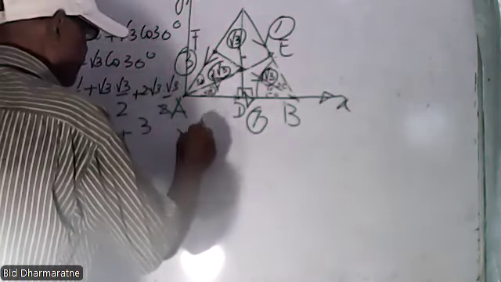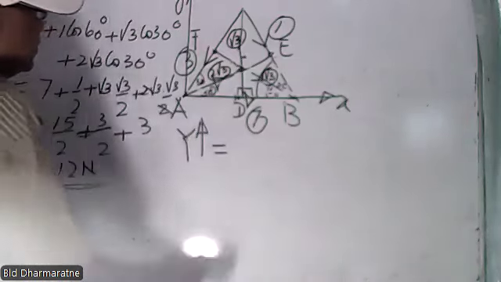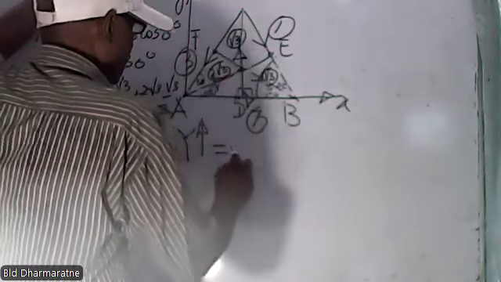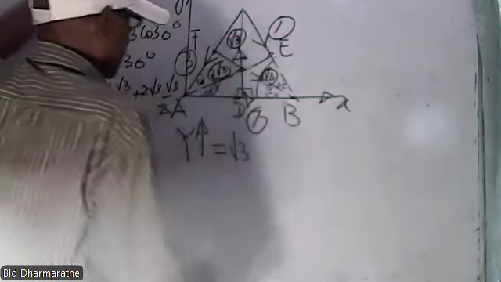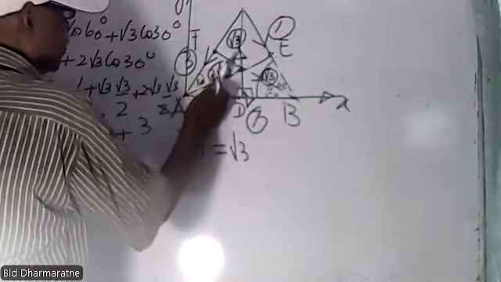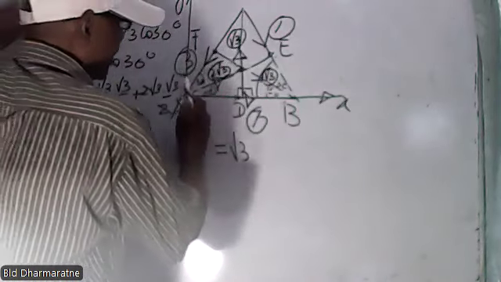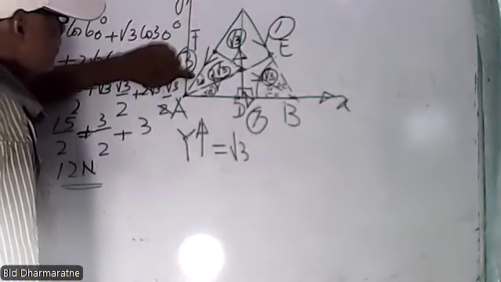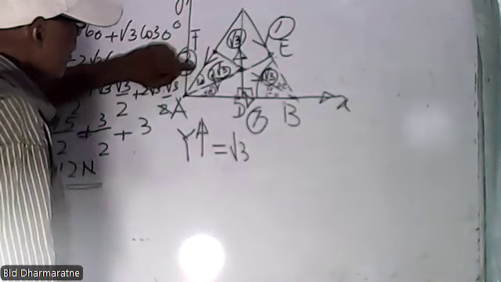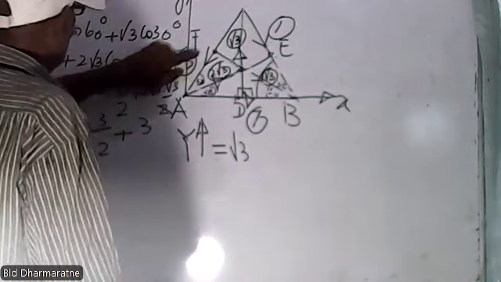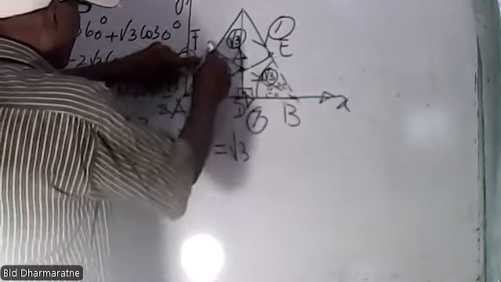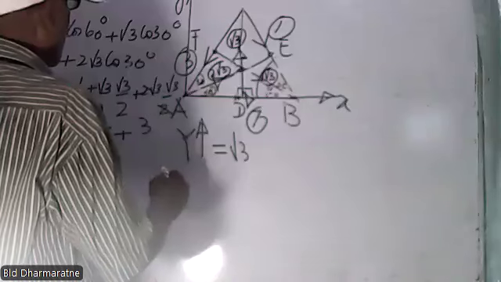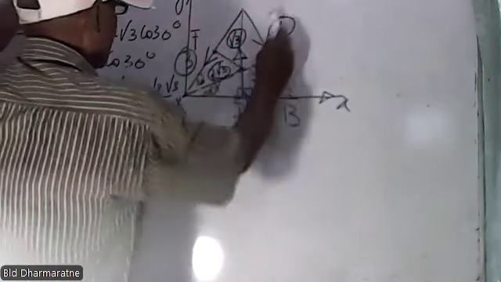Now get it? Y direction. Y is equal to, in this direction I have a force, root 3, positive. The inclined forces are all coming, neglecting the horizontal force. This one, how much? 1. This is the 1 here. This is 3 over 1, this one.